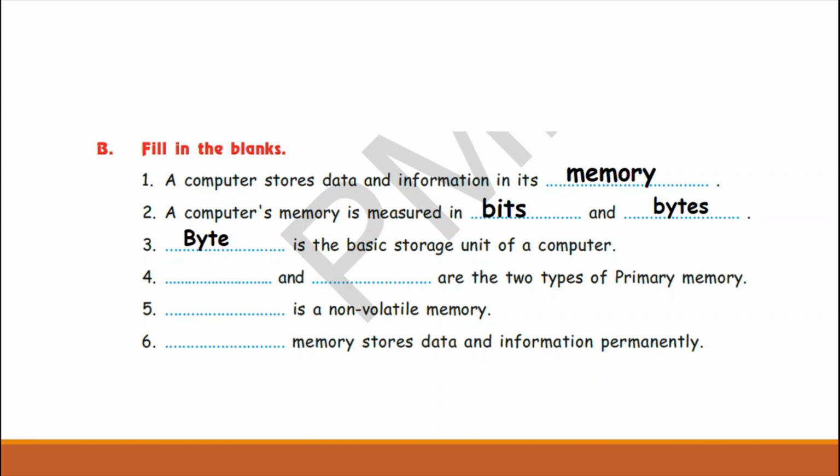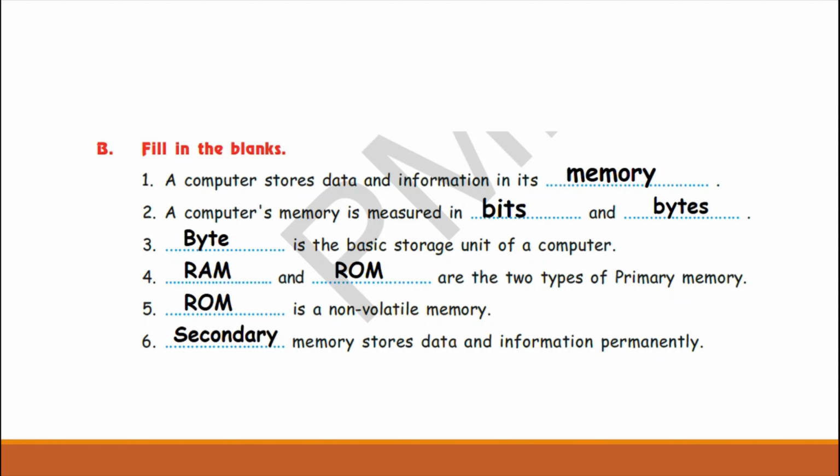Number 4, dash and dash are the 2 types of primary memory. Children, you know it well. RAM and ROM are the 2 types of primary memory. Number 5, dash is a non-volatile memory. ROM is a non-volatile memory. Number 6, dash memory stores data and information permanently. It is secondary memory. Secondary memory stores data and information permanently.